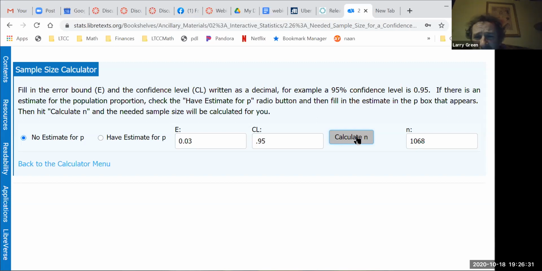Okay, and by the way, notice 1,068. That's a 3% margin of error with 95% confidence. It's pretty standard. All right, now do you see why I'm not going to ask you to do this for project 2? How come? Why would it be not nice of me to make you do this for project 2? What's the reason? Yeah, it's too many people to ask. I'm not going to make you ask 1,068 people.